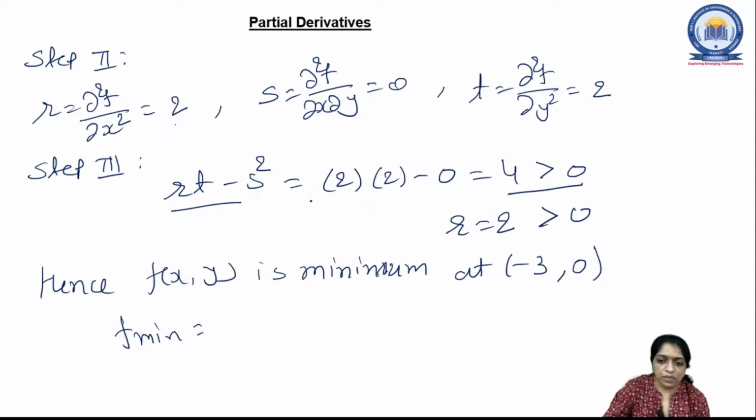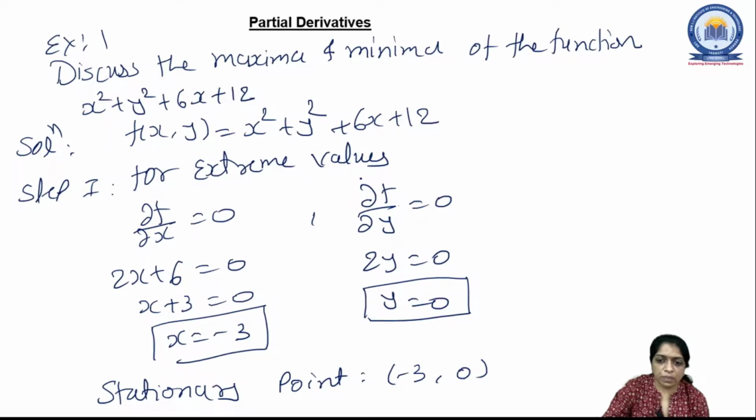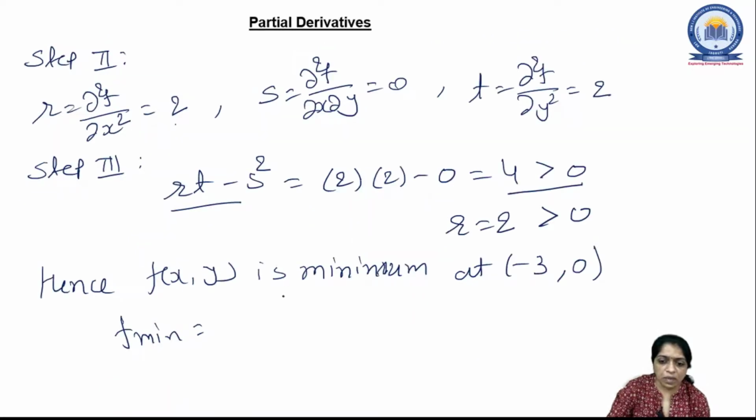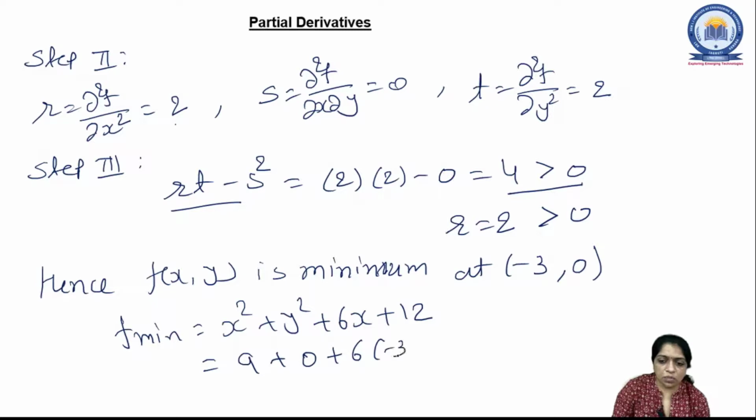See, what is our main function? Our main function is x square plus y square plus 6x plus 12. So substitute minus 3 in the place of x and 0 in the place of y. So here 9 plus 0 plus 6 into minus 3 plus 12. So 12 plus 9, that is 21, minus 18. So the final answer is 3.